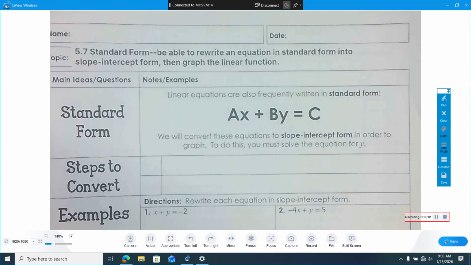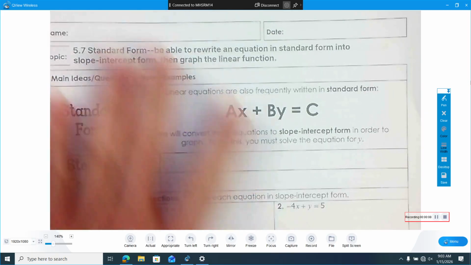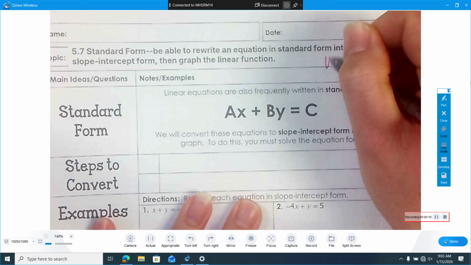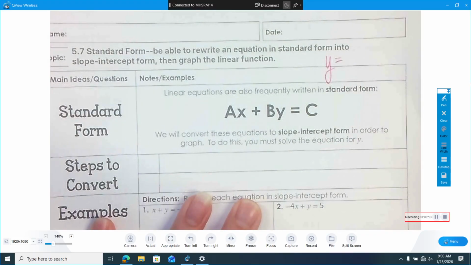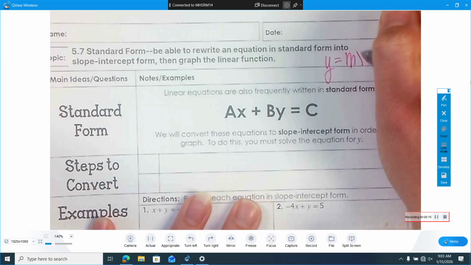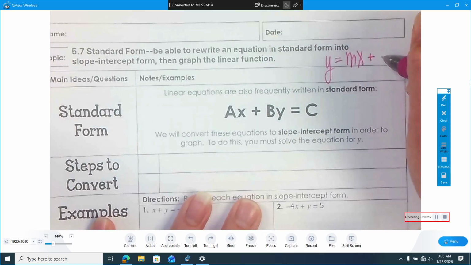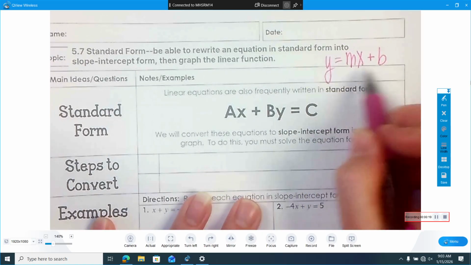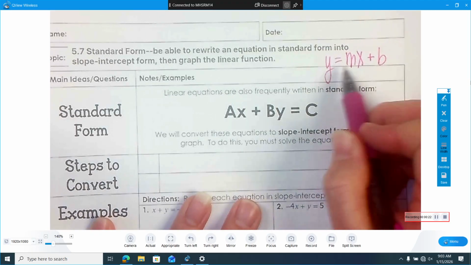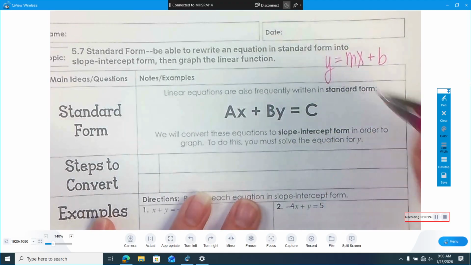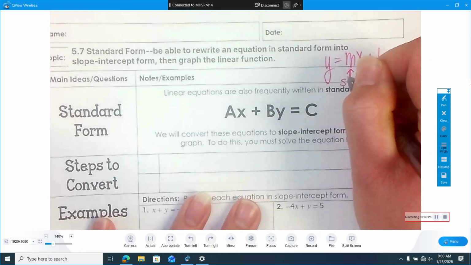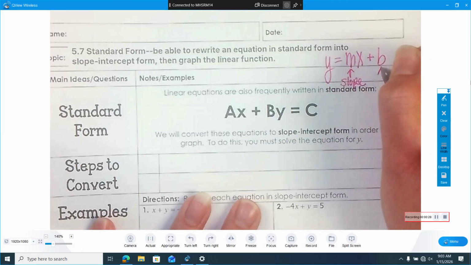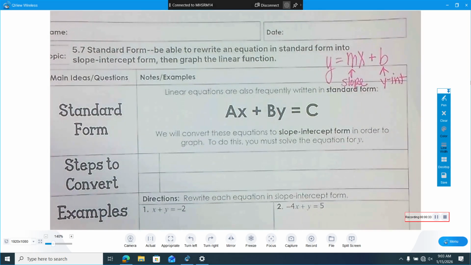Yesterday we talked about slope-intercept form. Who remembers what slope-intercept form looked like generically? Y equals mx, good, plus b, good. Yesterday we talked about slope-intercept form, which was y equals mx plus b, where m is the slope and b is the y-intercept, and that is the b where we begin graphing.